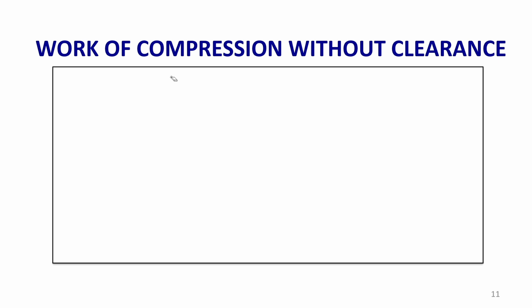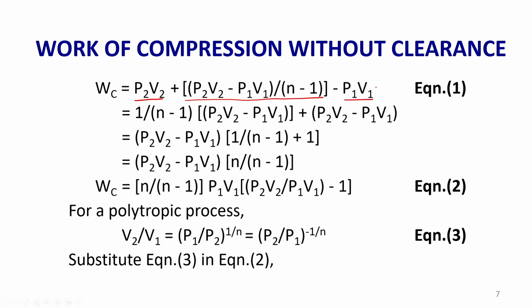WC is equal to P1 V1 into, let me write the previous equation. In the bracket we are having P2 by P1, then I have substituted V2 by V1 as P2 by P1 whole power minus 1 by n, then minus 1, then outside the bracket n by n minus 1. So, this is what I have shown here.